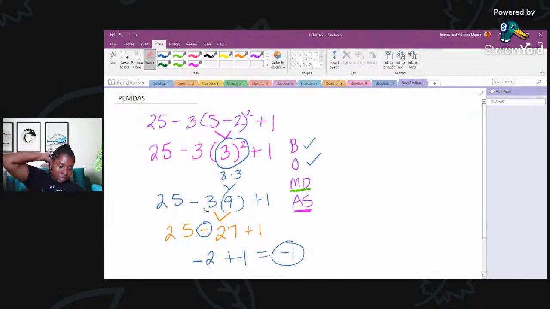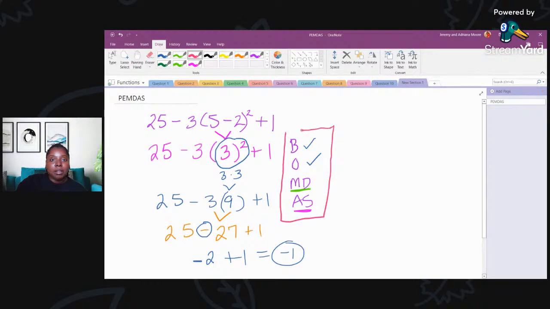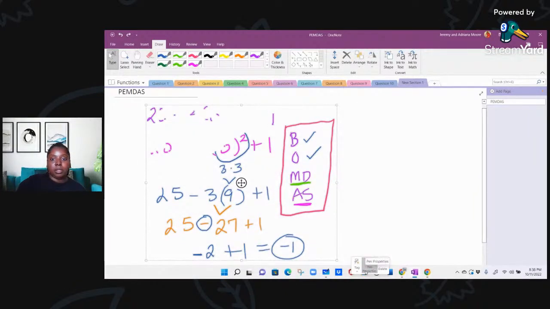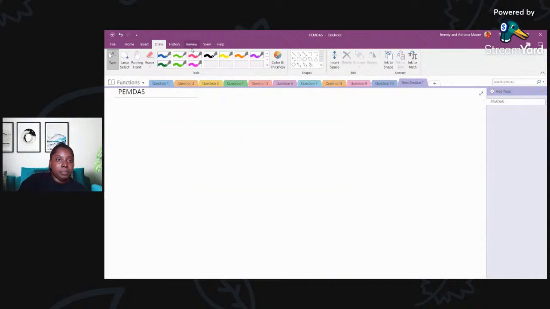But there's the answer. Okay, so let's try another one. The biggest thing is to write it like this. Like I said, remember that multiplication and division are equal, and addition and subtraction are equal. So one is not better than the other. All right, let's try it again. I need y'all to erase the whole thing. Okay, delete. Okay, here we go.